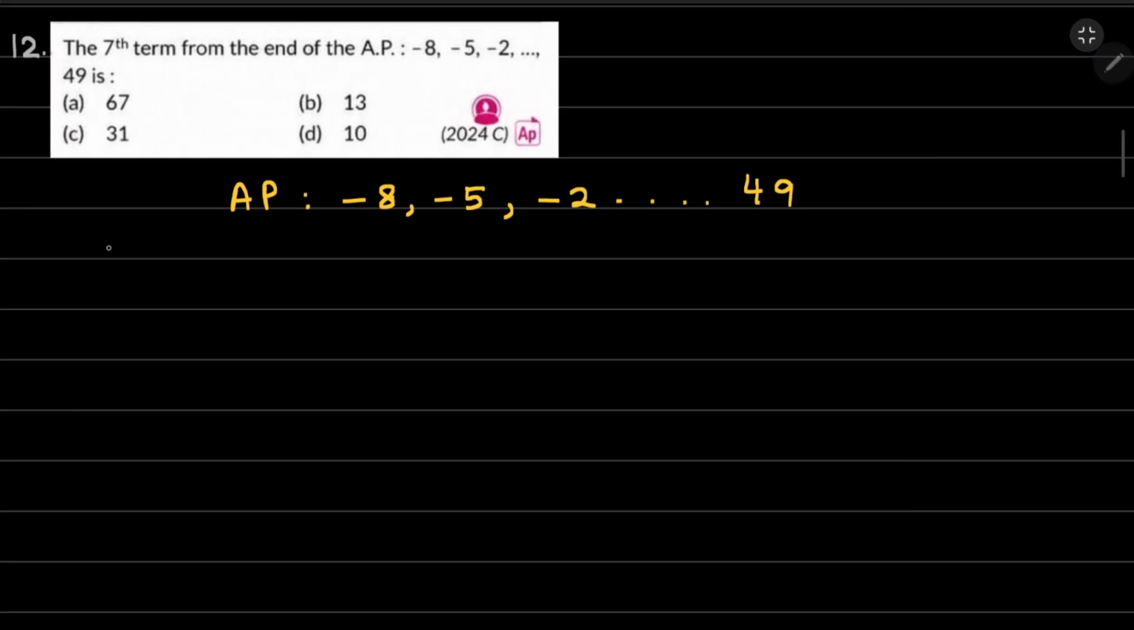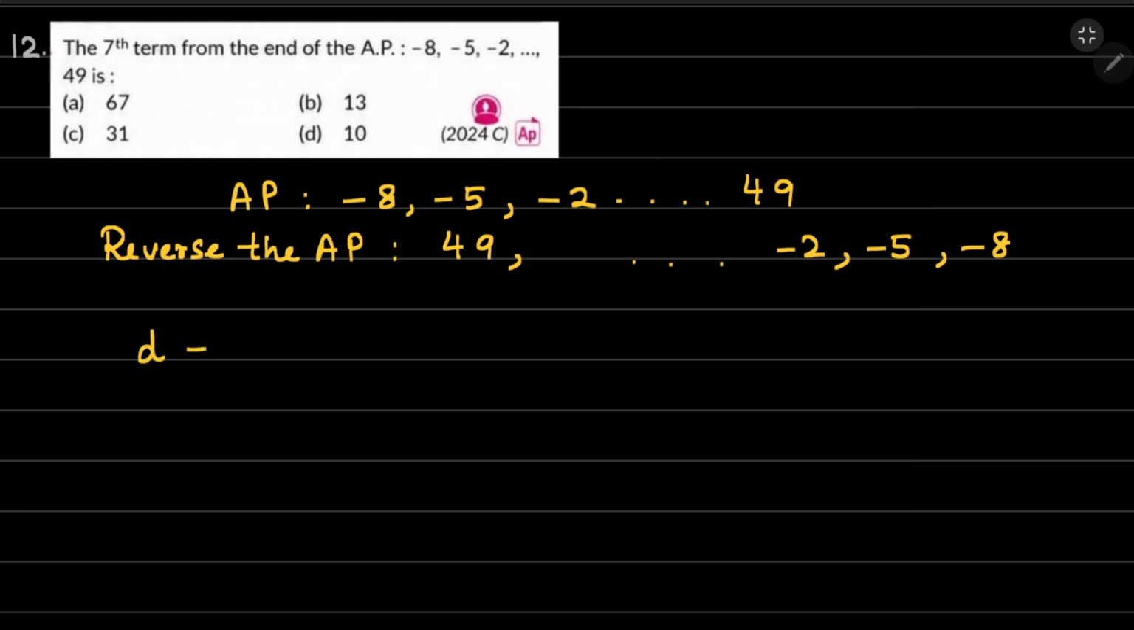So the first term, reverse or flip the given AP. In that case, the first will be 49 and so on, again minus 2, comma, minus 5, and minus 8 will become your last term. Calculate your D. D is nothing but you can take any two terms, right? You can take these two terms also. So minus 5 minus of minus 2 will give you the common difference. Minus 5 plus 2, which is minus 3.